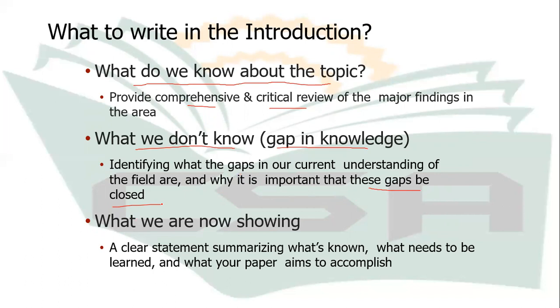Then there should be a clear statement summarizing what is known, what needs to be learned, and what your paper aims to accomplish. What are the aims? I mean, what are the objectives of my research? I will mention what is known about the topic, then give the knowledge gap and the research gap, and then discuss my aim and the objectives of my research.